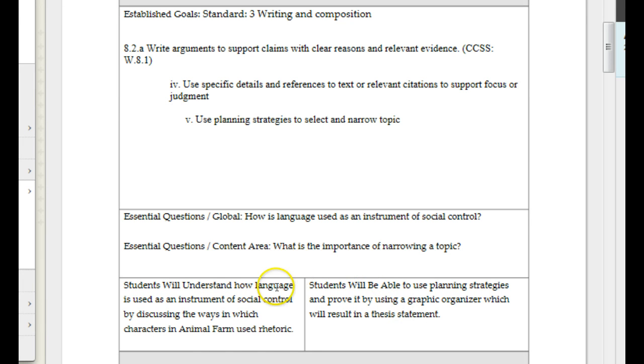But we want our students will understand to be well aligned with the students will be able to. So in other words, students will understand the value of planning strategies or the value of a graphic organizer, or maybe students will understand that planning strategies are an essential first step to the writing process, something like that. I already know that you're going to be looking at language used as an instrument of control because that's your global question, and that came specifically out of the book that you're reading, Animal Farm, but we want these two guys to align to evidence outcomes, okay?